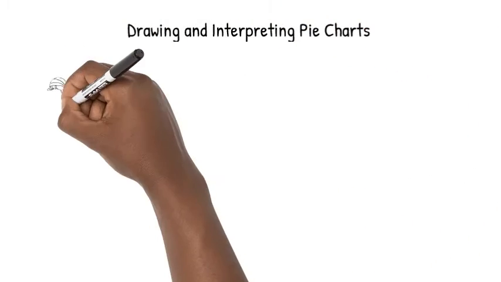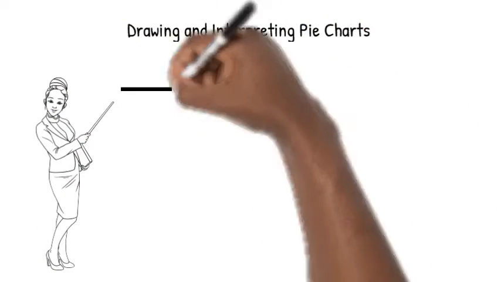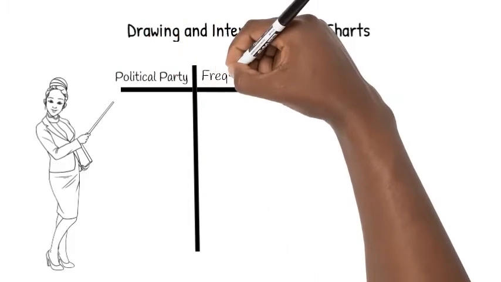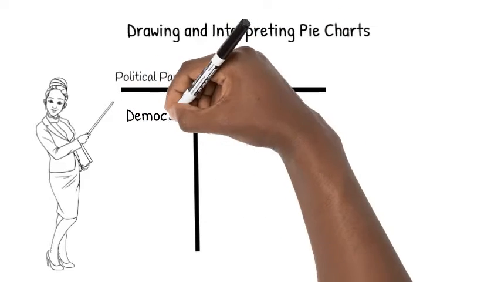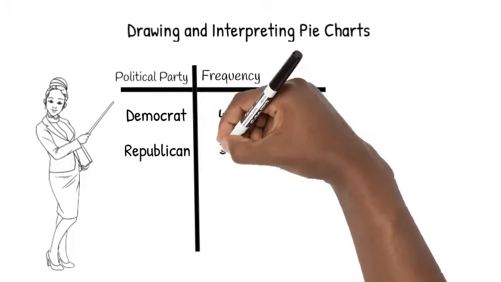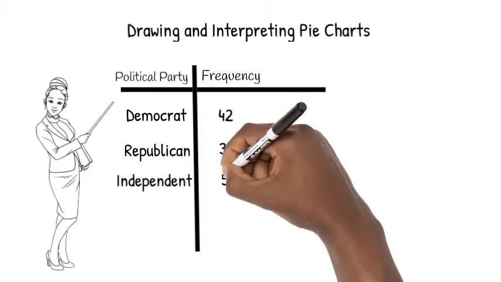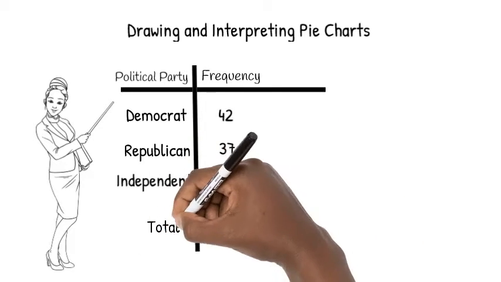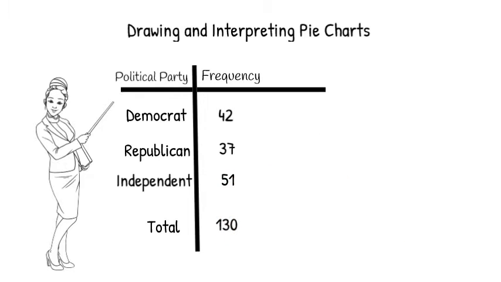In this video, we'll be looking at how to draw and interpret pie charts. Let's say we conducted a survey asking voters at random, what is their political party? 42 people say that they are Democrat, 37 say that they are Republican, and 51 say that they are independent. When we add the frequencies, we get the total number of people surveyed.